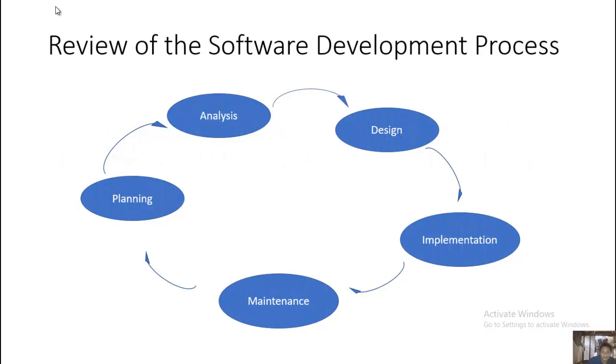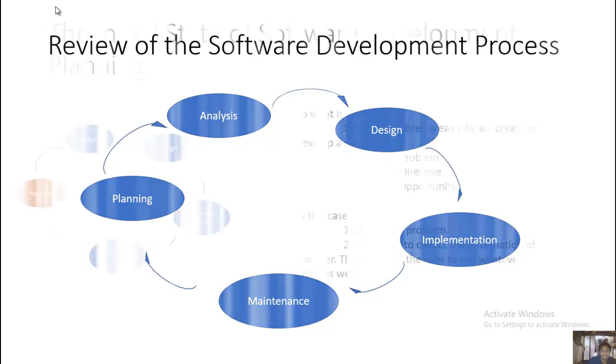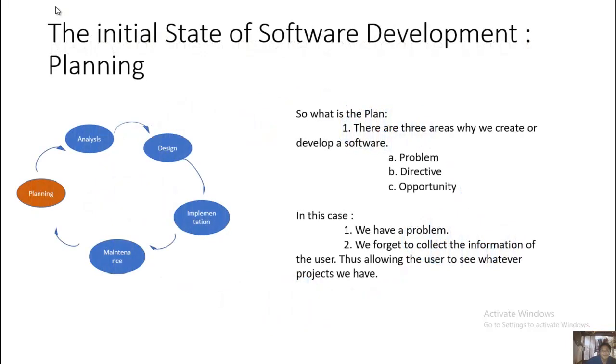Let us have a review first of the software development process. The software development process starts with planning, analysis, and then design, then implementation, and then maintenance, and it loops back all the way. The initial stage of the software development is planning.